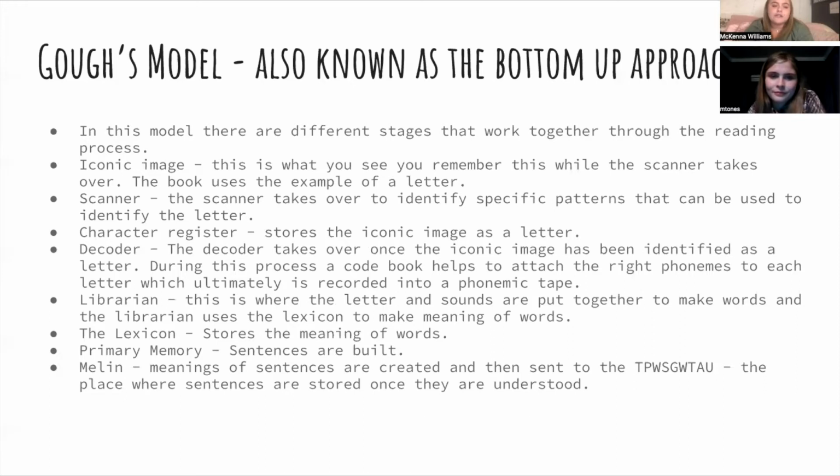Decoder: the decoder takes over once the iconic image has been identified as a letter. During this process, a codebook helps to attach the right phonemes to each letter, which ultimately is recorded into a phonemic tape. Librarian: this is where the letters and sounds are put together to make words, and the lexicon stores the meaning of words. Primary memory is where sentences are built and the meanings of sentences are created, and then sent to the store, the place where the sentences are stored once they are understood.